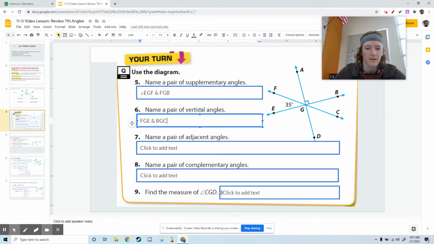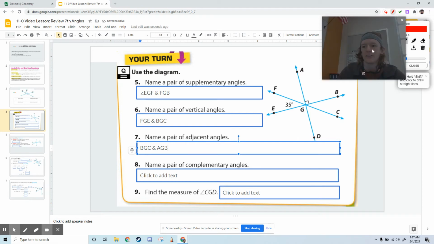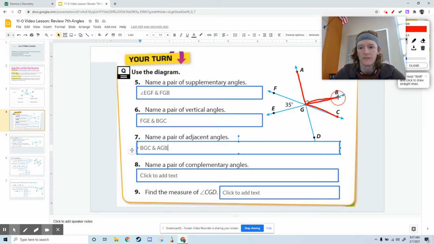The next ones are going to be adjacent angles. We need two angles that are connected to each other. So let's choose BGC. So we'll use angle BGC, and the angle that's connecting that, we can be touching B or we can be touching C. Let's touch B, so we'll do AGB. So the two angles that are adjacent that we just chose are this one, BGC, and AGB. They're sharing that side right there.